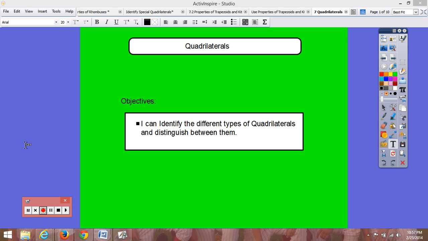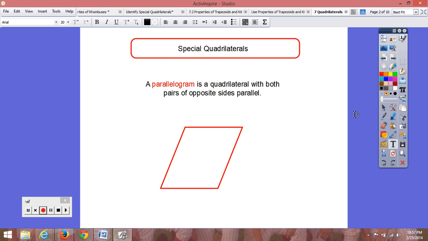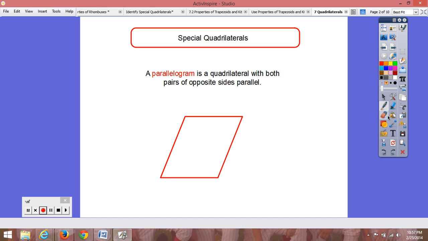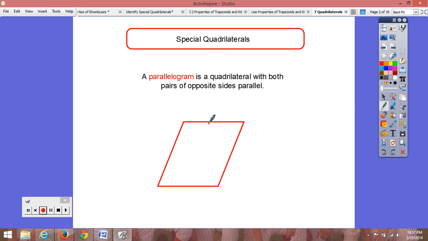So the topic of this video is quadrilaterals, and our objective is I can identify the different types of quadrilaterals and distinguish between them. So our first type of quadrilateral we're going to see is a parallelogram, and it is a quadrilateral with both pairs of opposite sides parallel.